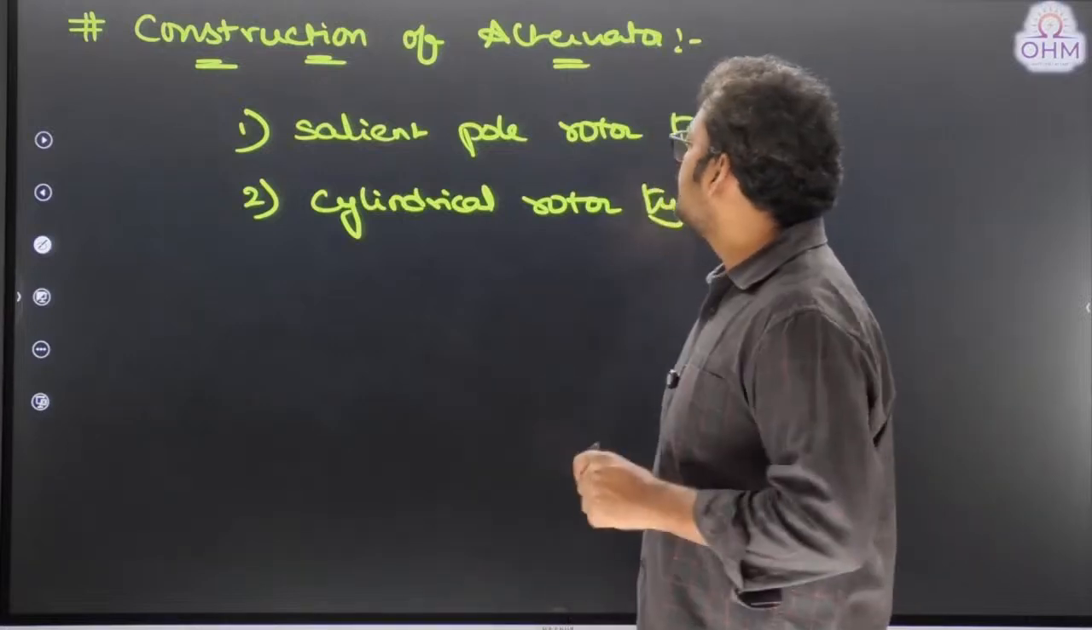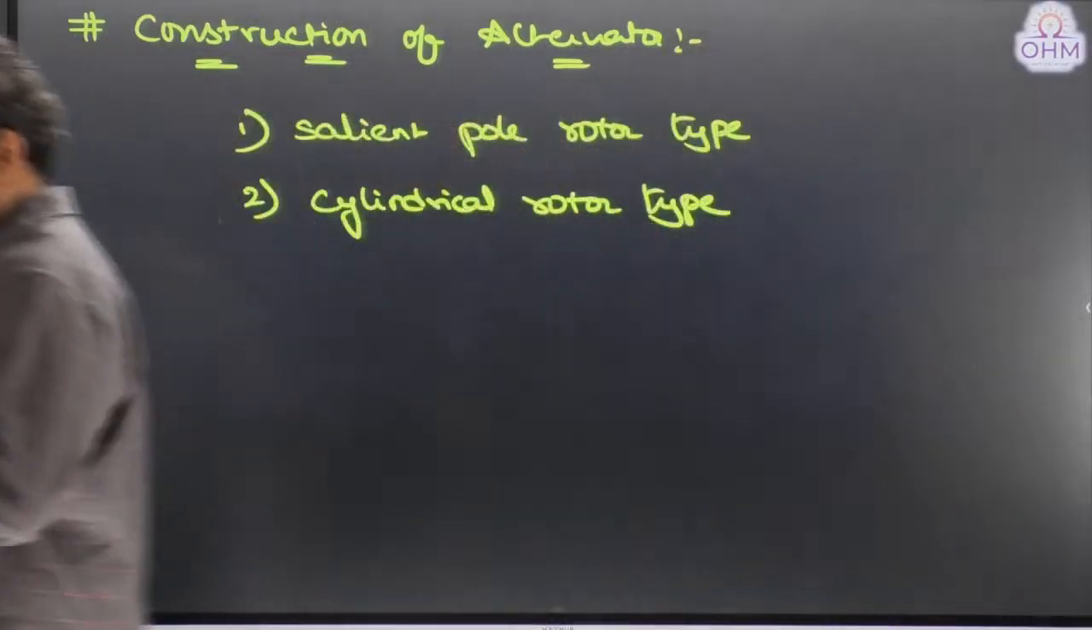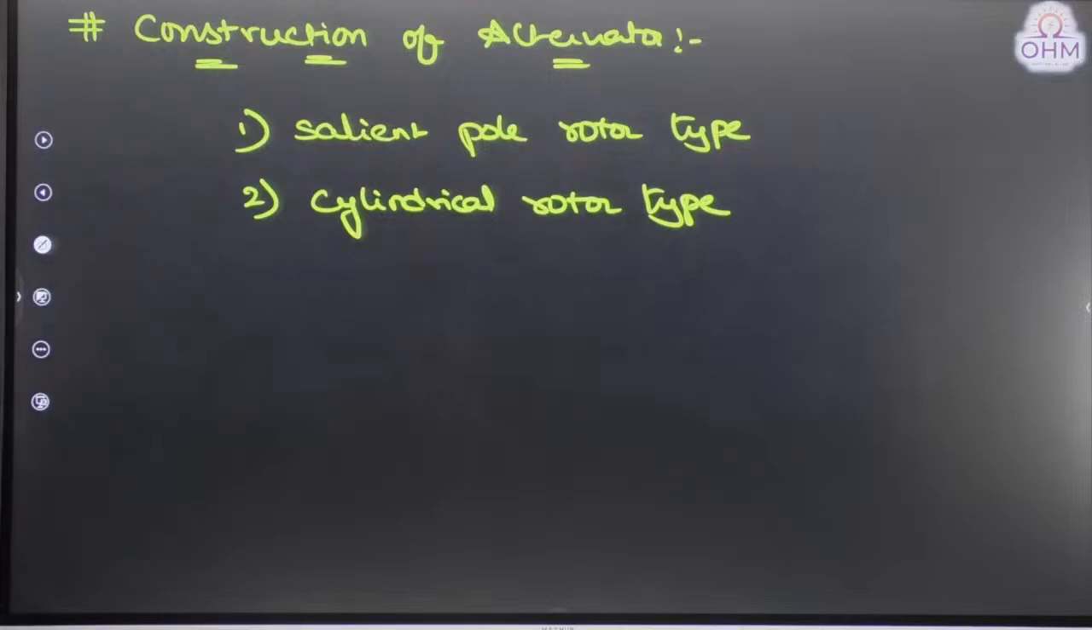Now let us move to the construction part of alternator. When it comes to construction, synchronous machine is divided into two types based on the design of rotor magnetic circuit. One is salient pole rotor type, another one cylindrical rotor type. In these two machines, the stator design will be same, only the rotor design will have the difference.